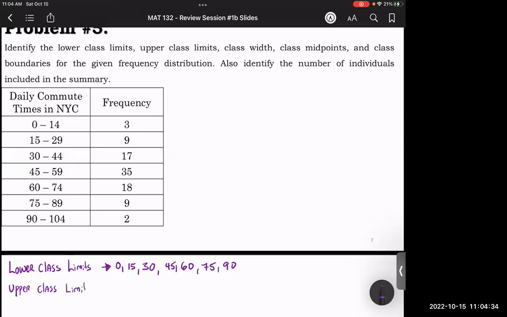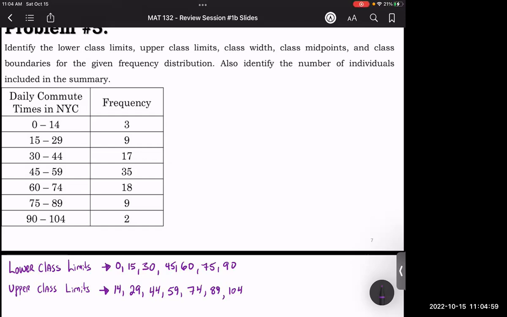14, 29, 44, 59, 74, 89, and 104. That's right. Very good. This will be 89. Oops, 89 followed by 104. So we have the lower class limits. We have our upper class limits.